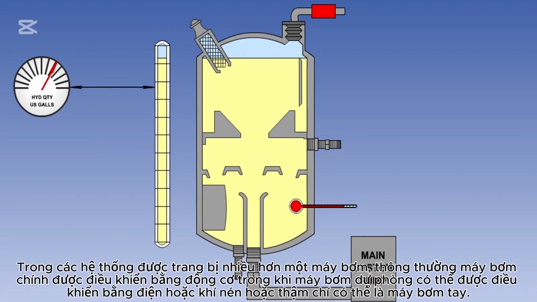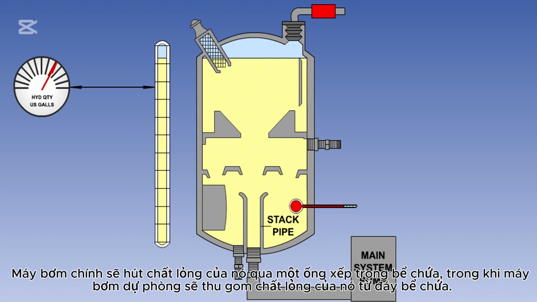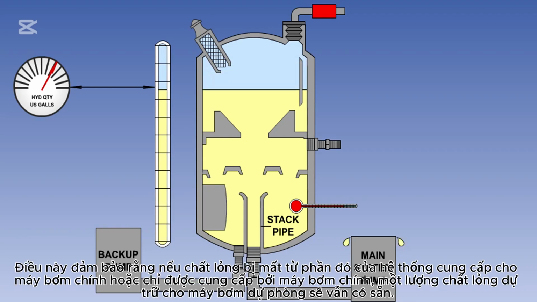In systems which are fitted with more than one pump, usually the main pump is engine-driven, whilst the backup may be electrically or pneumatically driven, or may even be a hand pump. The main pump will draw its fluid through a stack pipe in the reservoir, whilst the backup will collect its fluid from the bottom of the reservoir. This ensures that if fluid is lost from that part of the system supplying the main pump, or supplied solely by the main pump, a reserve of fluid for the backup pump will still be available.